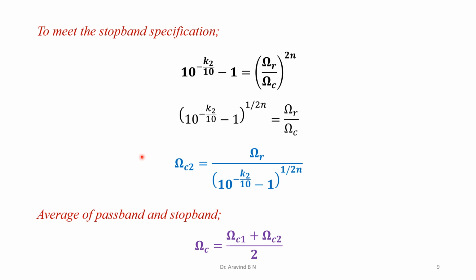While making the calculation, if the final result is required with respect to the pass band specification, then we can make use of omega c1 as the cutoff frequency. If you require the stop band specification in the final result, then we can make use of omega c2 as the cutoff frequency. Or if you want a compromise between the pass band and the stop band, then we can take an average of them and make use of this omega c.